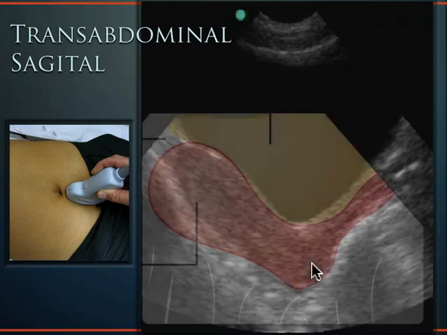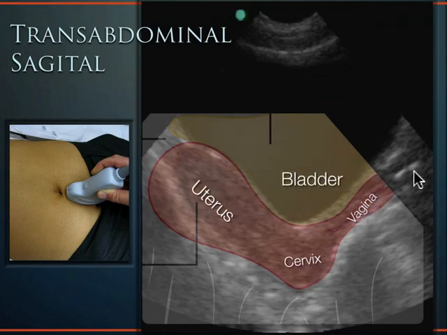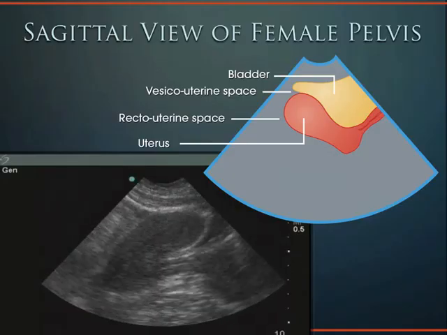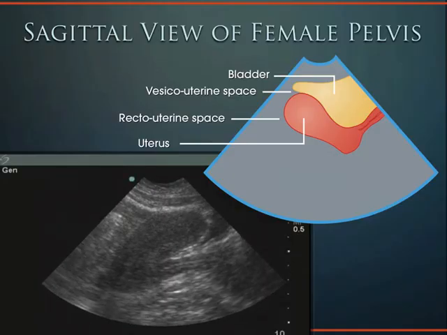This is what it looks like here with the schematic on there, and here's the labels. We can see the vaginal stripe comes in and terminates at the cervix. Here's the anteverted uterus. This is the anterior cul-de-sac or vesico-uterine pouch. This is all the posterior cul-de-sac back here, pouch of Douglas, sometimes called a recto-uterine pouch. You can see all this in the transabdominal sagittal anatomy.